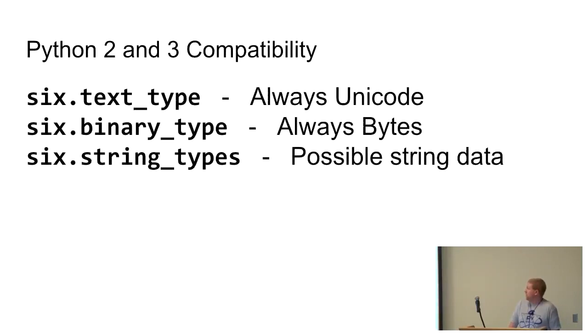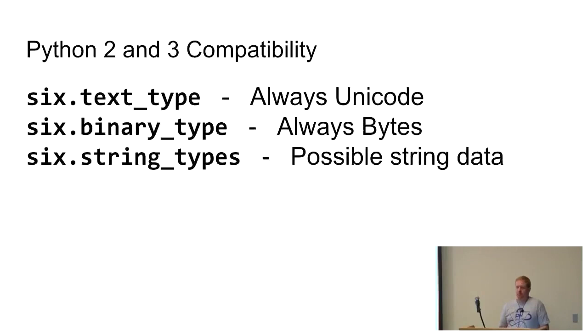So there's a variable called six.text_type, which on Python 2 becomes the Unicode type, and on Python 3 becomes the str type. Binary type is str on Python 2 and bytes on Python 3. And then string_types is good to use in instance checks. On Python 2, it's either of them, and on Python 3, it's just the Unicode type.